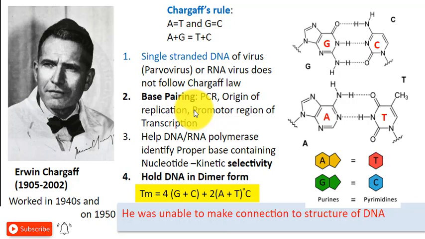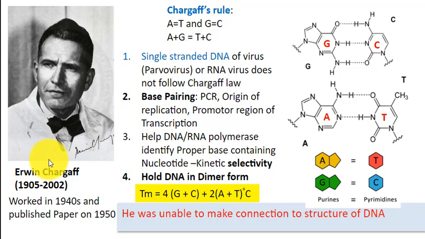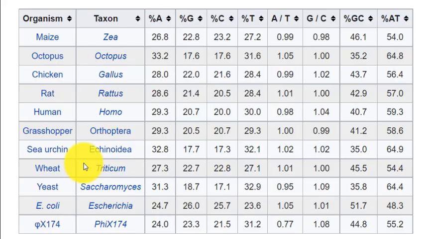In the meantime, there was a scientist called Chargaff. He was an Austrian scientist working in the USA, a biochemist. He analyzed the DNA of many species, from bacteria to eukaryotes, including humans. They found one common thing: the percentage of adenine and the percentage of thymine are the same. The same is true for guanine and cytosine.